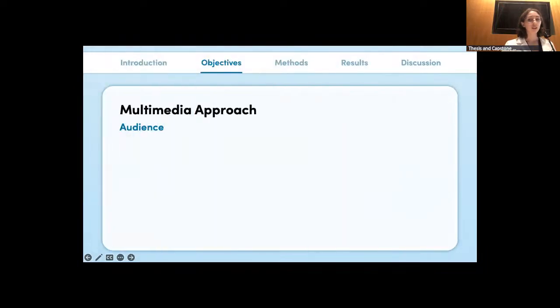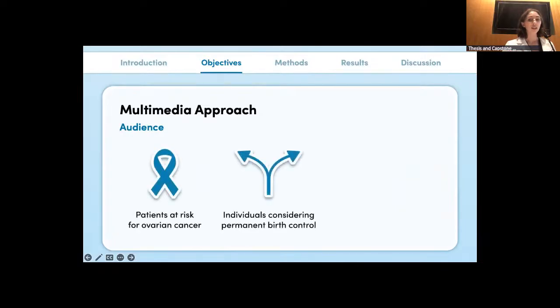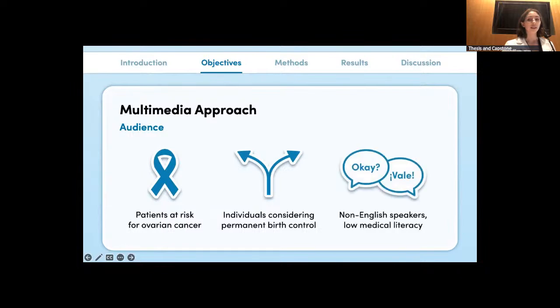These materials are specifically designed and intended for an audience of patients at risk for ovarian cancer, individuals considering permanent birth control, and English and non-English speakers, or those with low medical literacy. And overall, they're made to introduce prevention options earlier for a person, not just at the point of sterilization or pregnancy, but throughout a person's lifelong reproductive care journey.